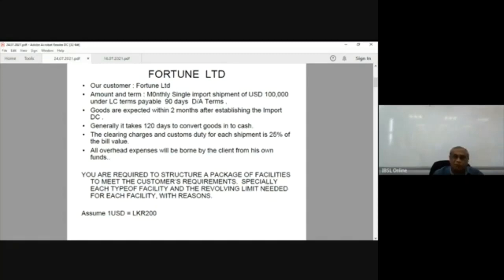Why are we saying revolving limits? All these trade facilities we are giving to the customers are revolving limits. That means once we set up the limit, once they utilize that limit within that limit, once they do the import, once they utilize that, it will automatically get reinstated. So always, all these facilities are revolving. When you are writing also, you have to say revolving LC issuance facility.